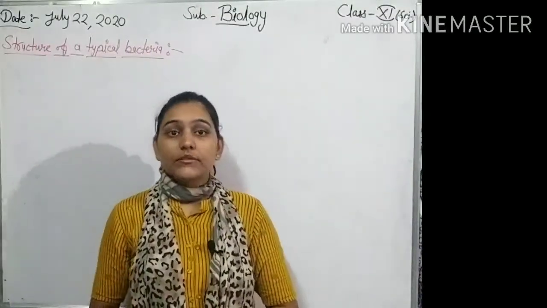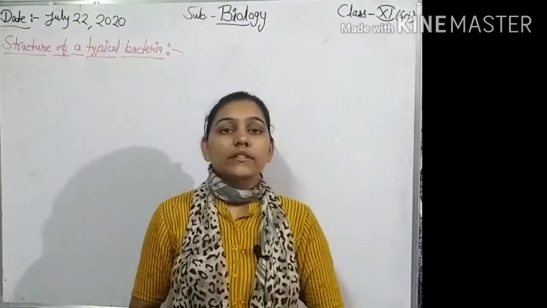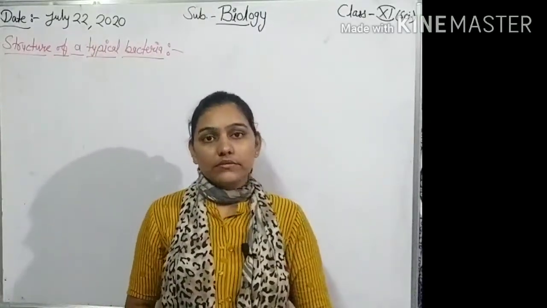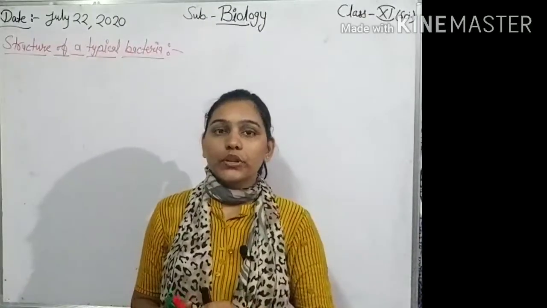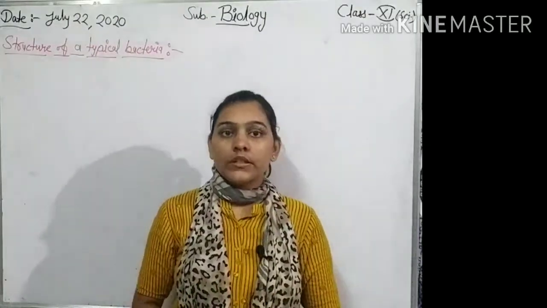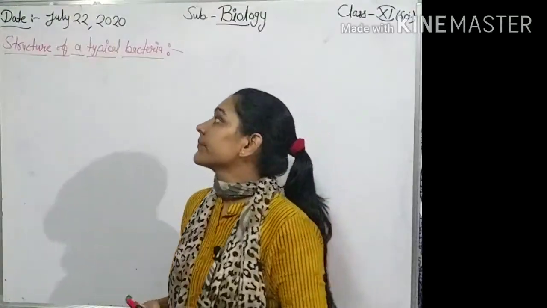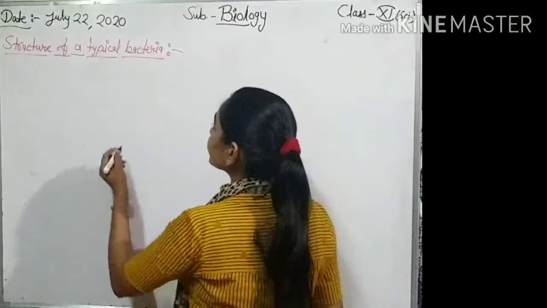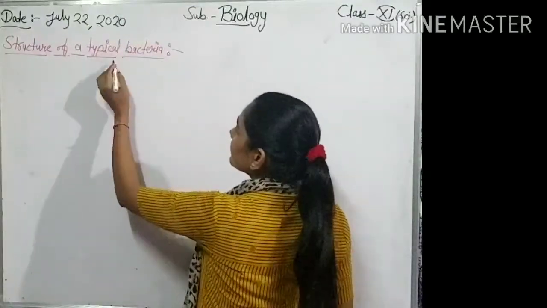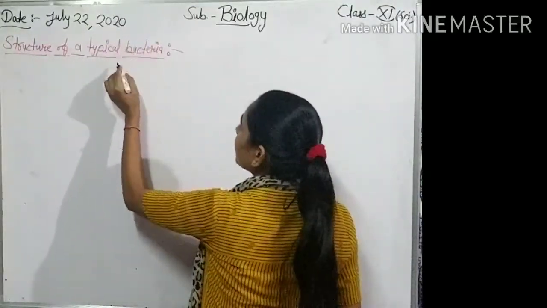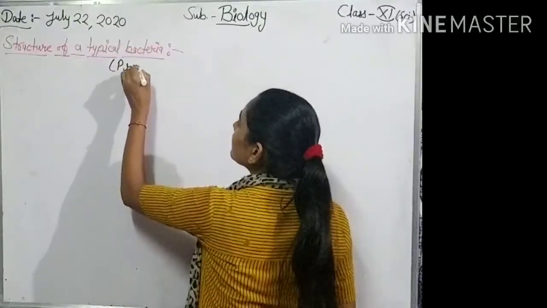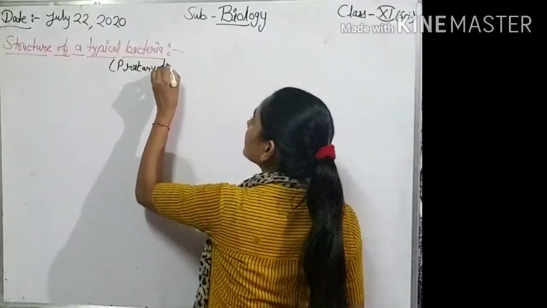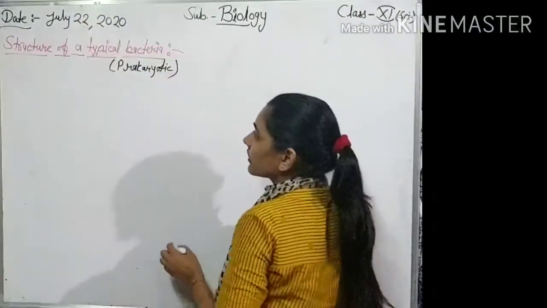In last class, we studied the prokaryotic and eukaryotic cell. It was a general introduction of prokaryotic and eukaryotic cells. Our today's topic is the structure of a typical bacteria, and it is an example of a prokaryotic cell.